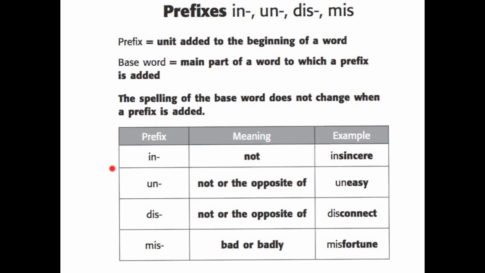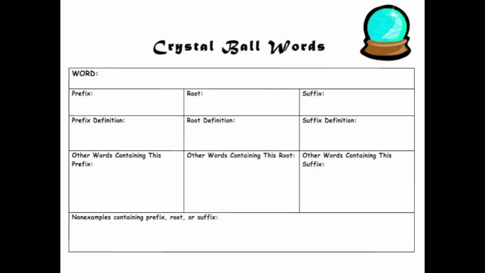So here are the 4 prefixes that we're going to work on today. In, un, dis, and miss. Okay, in meaning not. Okay, un meaning not, dis meaning not, and miss meaning bad. So let's go ahead and look at a couple of examples.